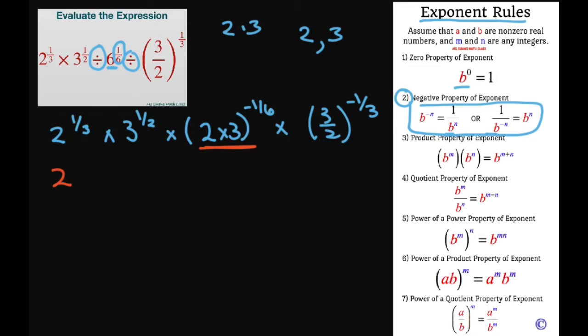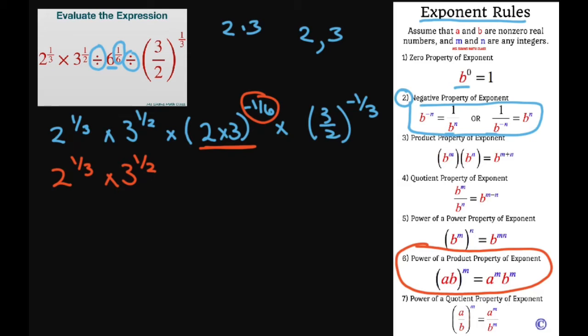So now I have 2 to the power of 1/3 times 3 to the power of 1/2. And now I'm going to use my power property of exponents here. So this is going to be times 2 to the power of -1/6 times 3 to the power of -1/6 times 3/2. Let's go ahead and put times. Since we have this negative, let's write this as times 2/3 to the power of +1/3. Again, using my negative property of exponents.